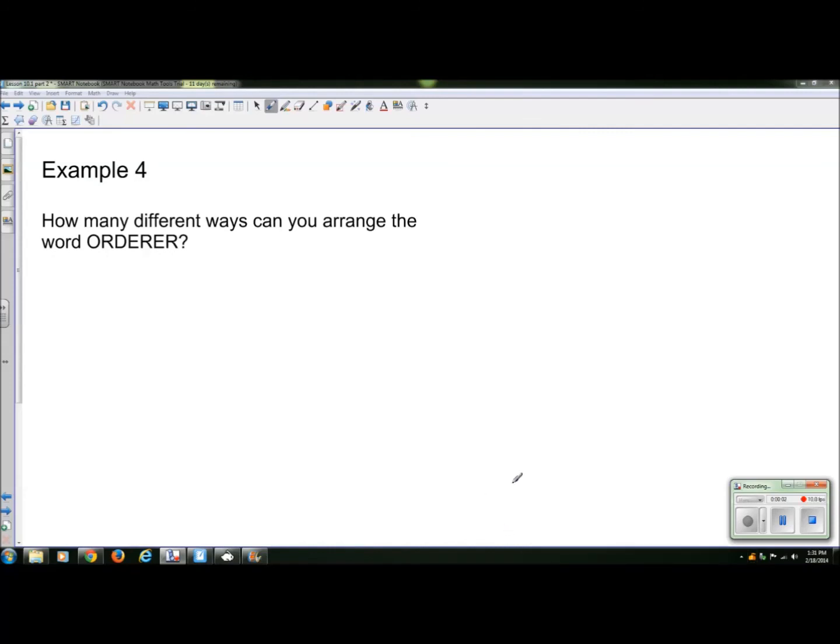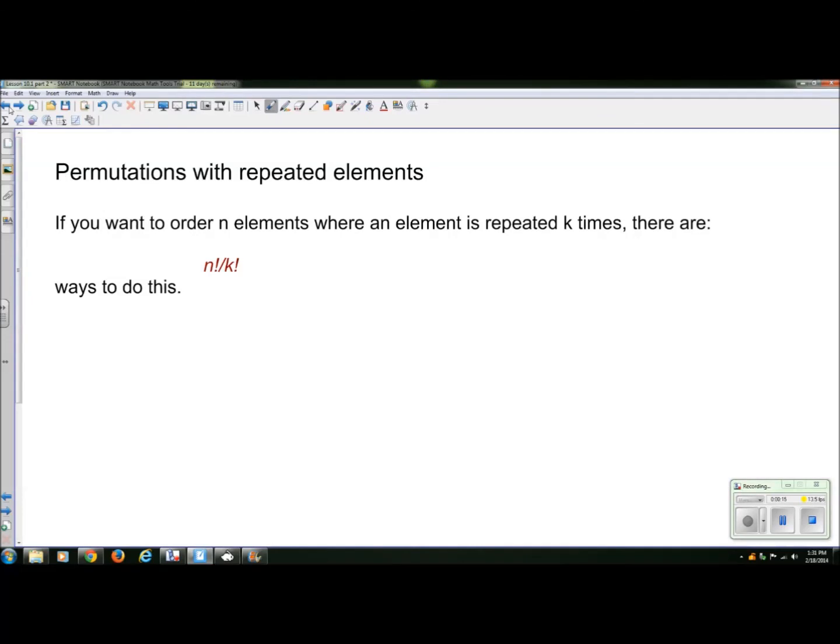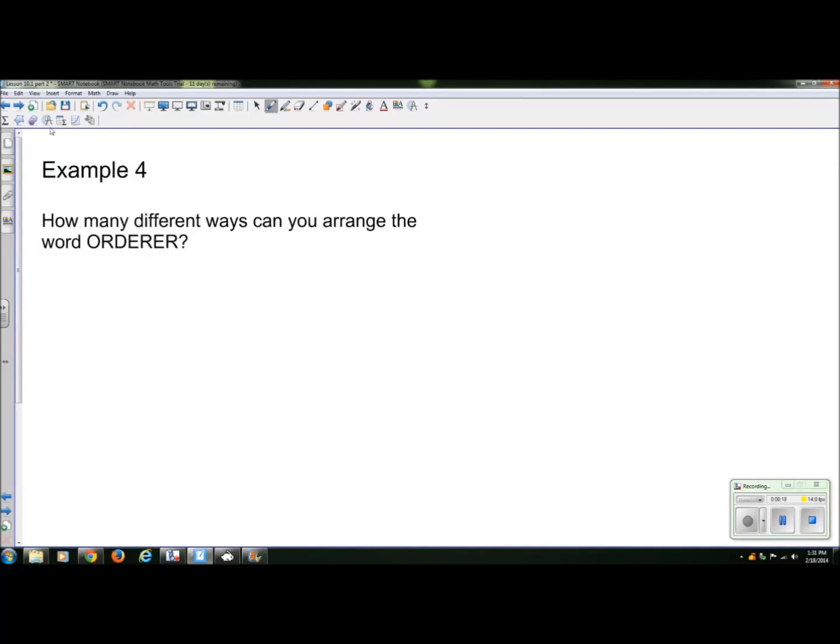Let's practice this. For example 4, how many different ways can you arrange the word orderer? Well, the first thing to do is to think back to our formula, n factorial divided by k factorial. So we have 7 letters in this word, so we know that our numerator is going to be 7 factorial. Now, we have r repeated 3 times, so in the denominator goes 3 factorial. But notice we also have e repeated twice in this word. So the way to deal with this is to also divide by 2 factorial.